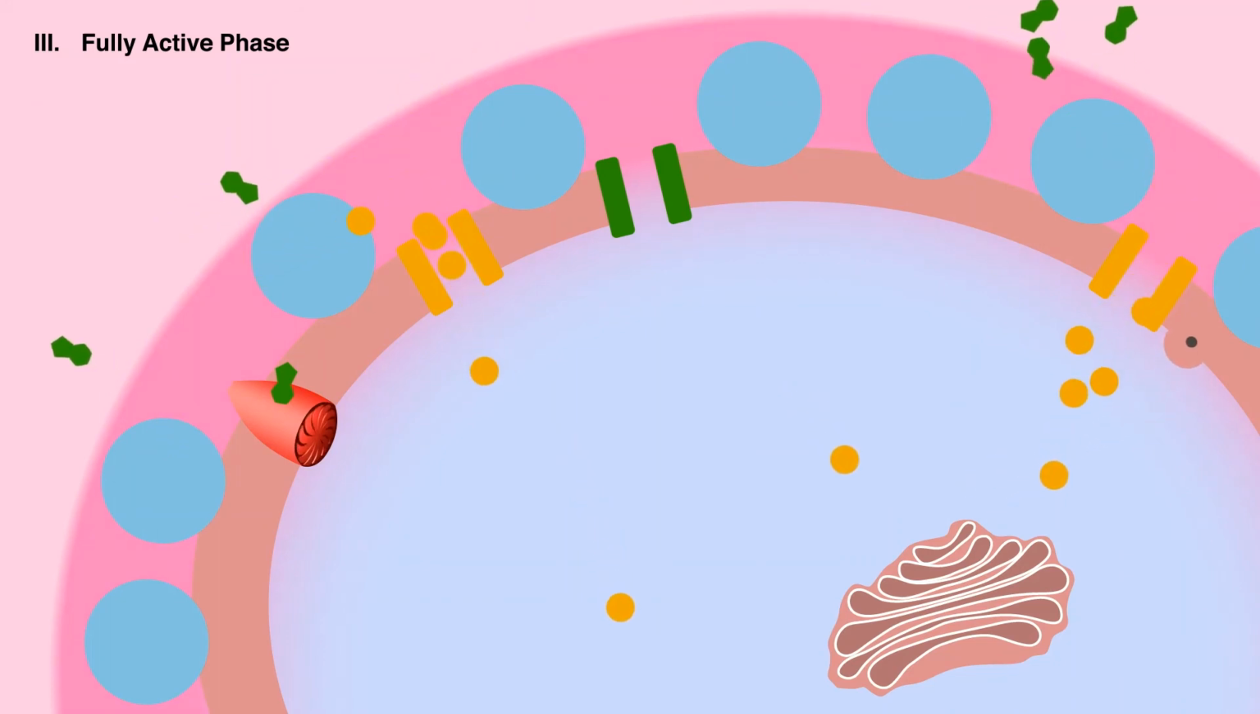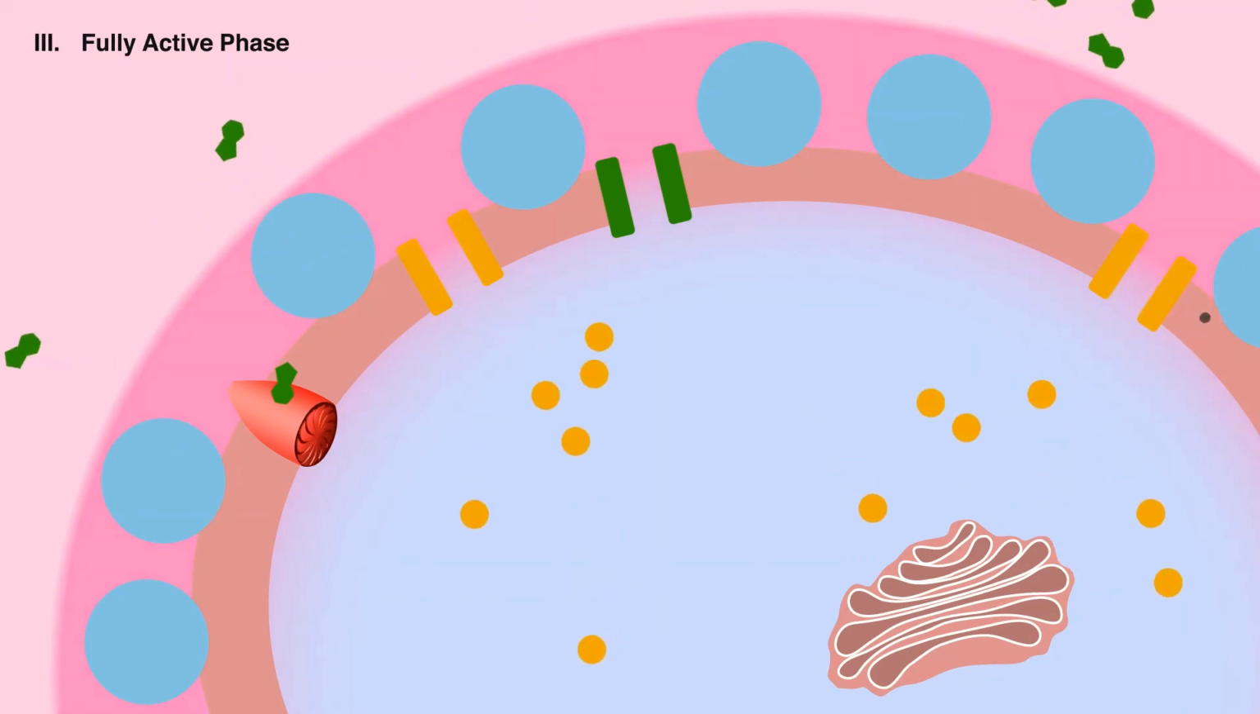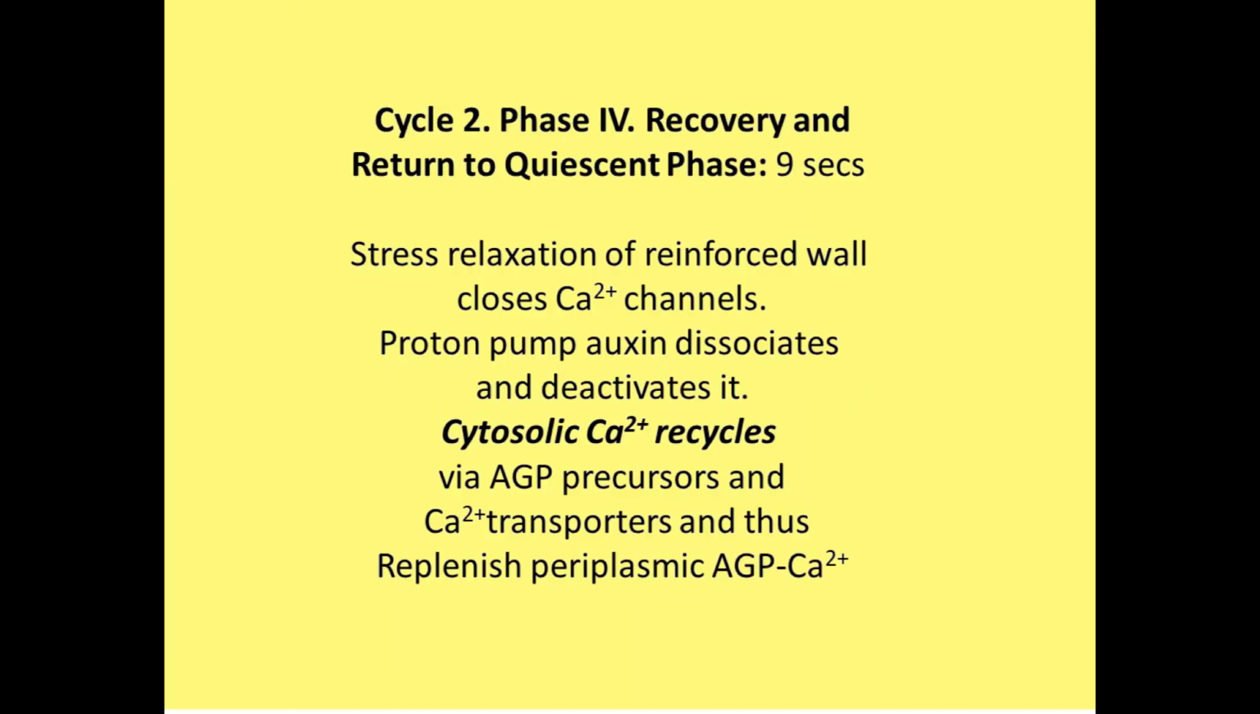Phase 4. Return to quiescent phase. Stress relaxation of the reinforced wall closes calcium channels. Auxin dissociates from the proton pump, deactivating it. Cytosolic calcium recycles via AGP precursors and calcium transporters to replenish periplasmic AGP calcium.